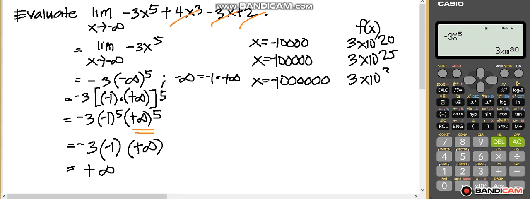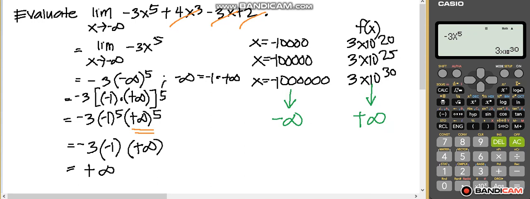Okay? So, kung papansinin nyo, yung trend or yung behavior ng values natin class, okay, as x is approaching negative infinity or as x decreases without bound, the values of f of x is increasing without bound or that it is going positive infinity. Okay? So, tama lang yung sagot natin class na habang nagde-decrease without bound yung x, yung function naman natin or yung behavior ng function natin ay nag-i-increase without bound or that we are getting positive infinity.